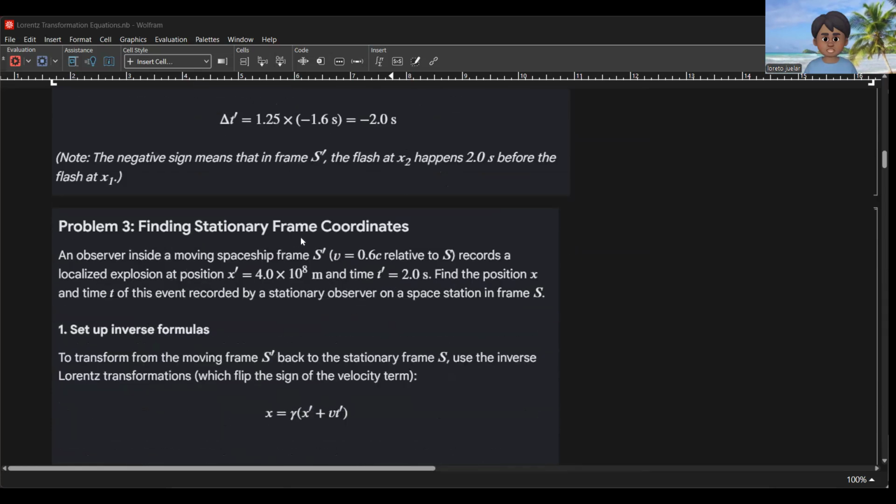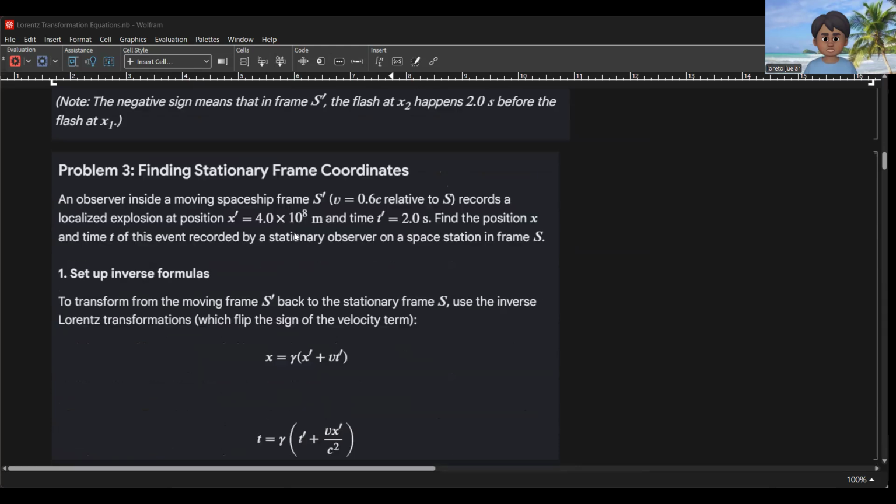Finding stationary frame coordinates, we have problem 3 here. An observer inside a moving spaceship frame S prime, with v equal to 0.6 of the speed of light relative to S, records a localized explosion at the position x prime equal to 4 times 10 to the 8 meters and time t prime equal to 2.0 seconds. Find the position x and time of this event recorded by the stationary observer on the space station.